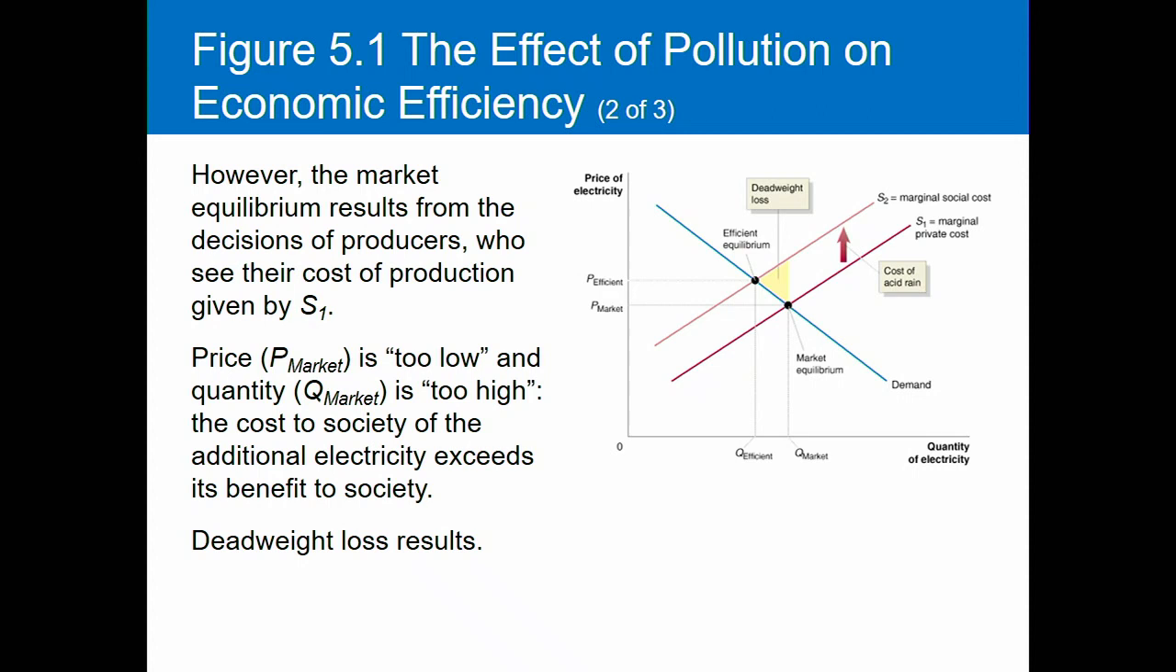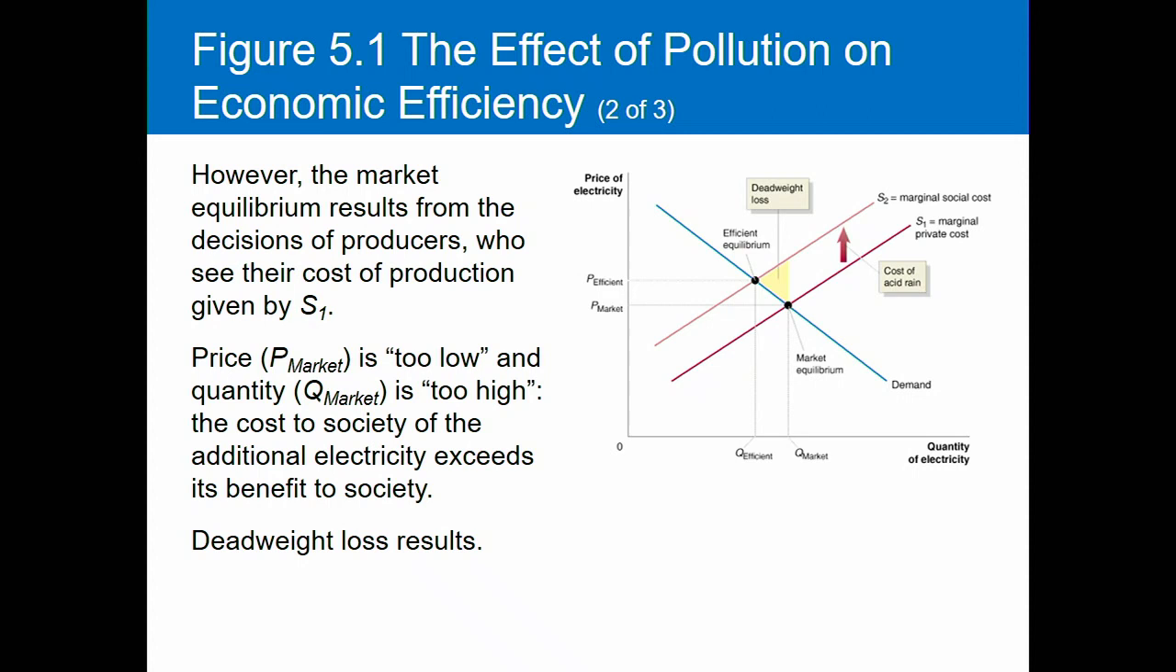The cost to society of producing this last unit is greater than the benefit to society. So if we trace up what's being produced in the market up to the social marginal cost curve, or supply curve, we end up with the marginal social cost being greater than the marginal benefit to society, because of this added cost of pollution that they're not able to take into account.